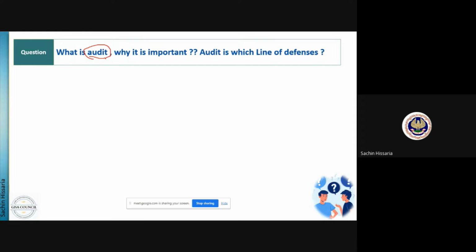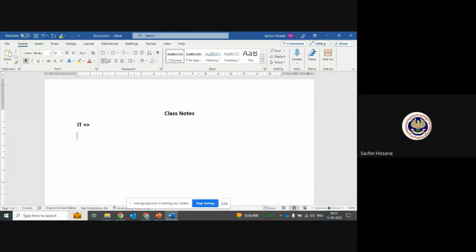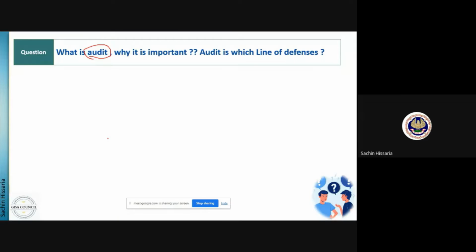Now, this question generally is asked when you are applying for fresher roles, or maybe you have experience of 0 to 3 years. I try to cover questions for all levels, be it execution level or management level. Generally, this question is asked when you are applying for an entry level job. They may ask you what is audit, why do you think that audit is important, and what are the lines of defense. This type of question may come when you apply for an entry level job.